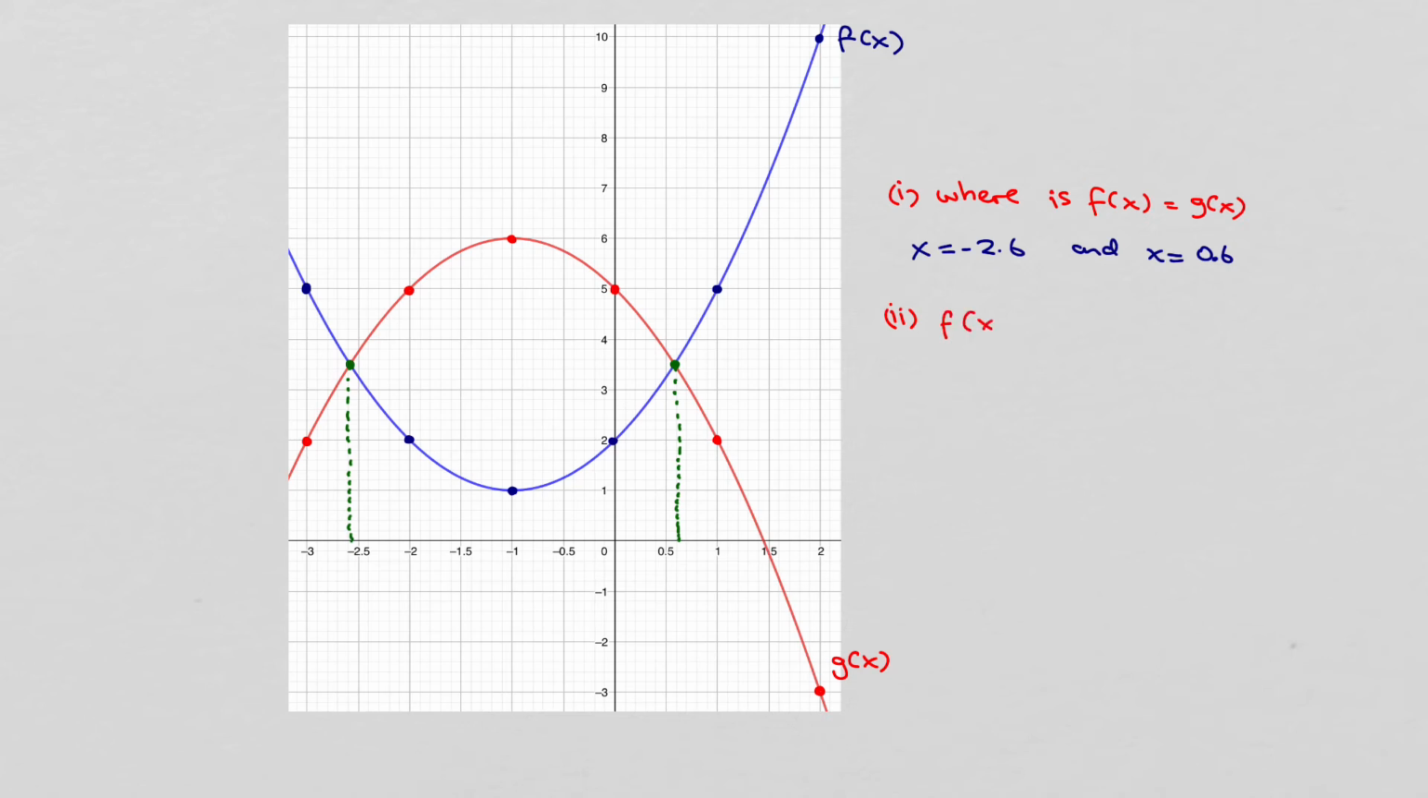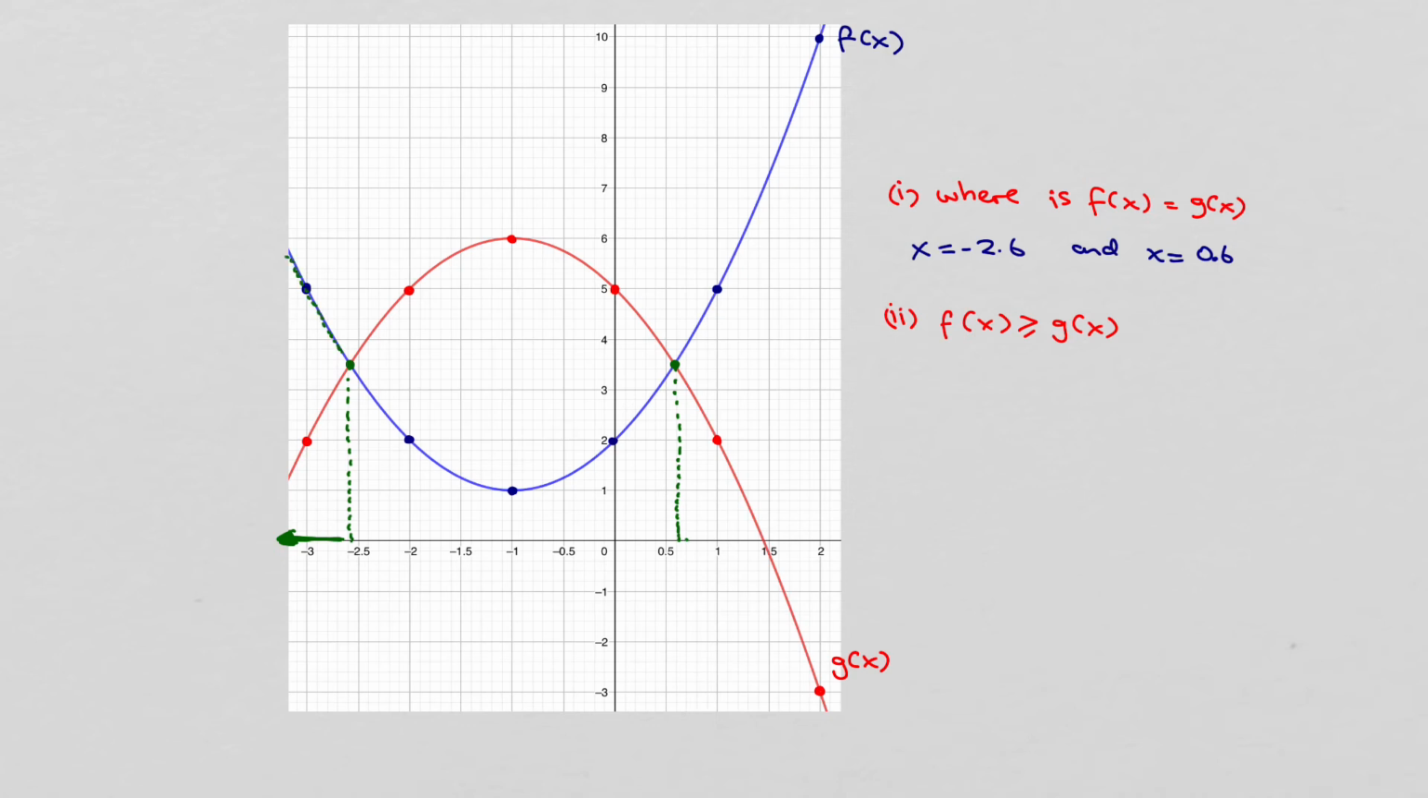And the second part of the question then says, estimate the values for x for which f of x is greater than or equal to g of x. So we have to write down the range of x values for where is the blue function above the red function. So where is blue above red? So I can see blue is above red when I'm going in, I'll mark it in green. So if I go beyond this point of intersection, then the blue graph is higher. So this portion here is above the red.